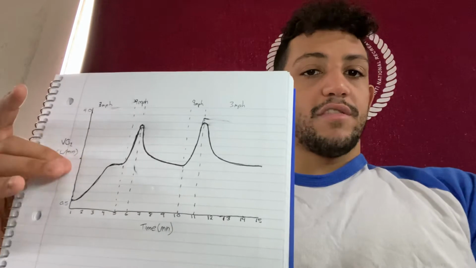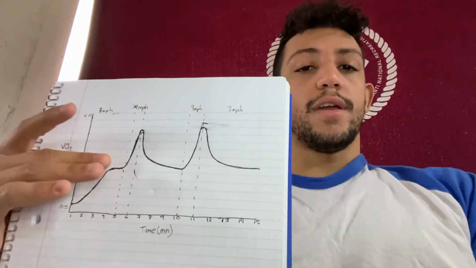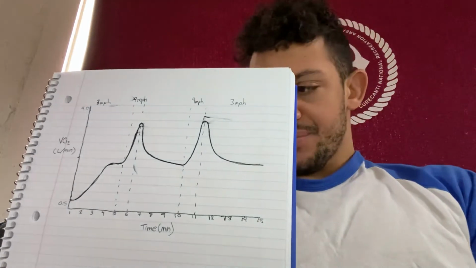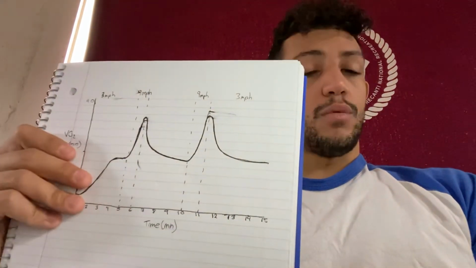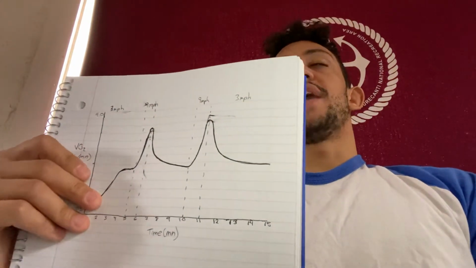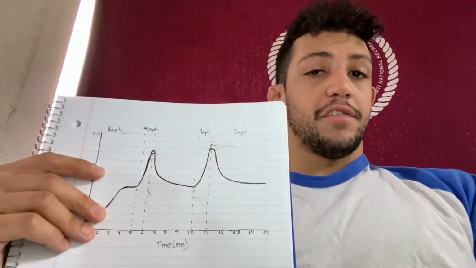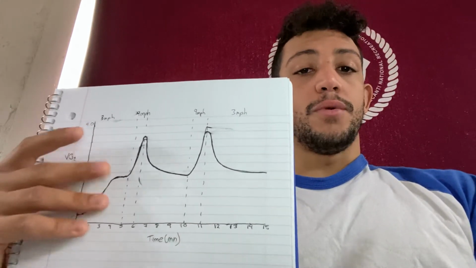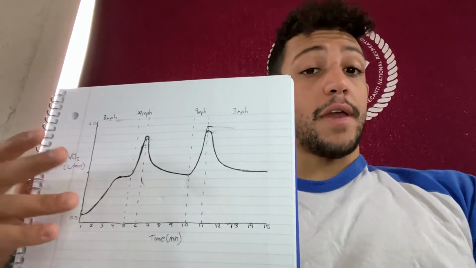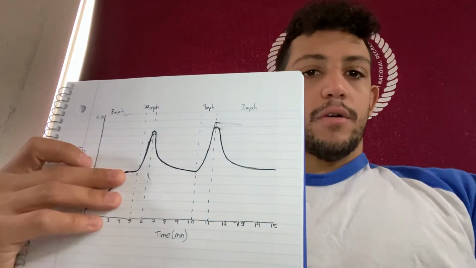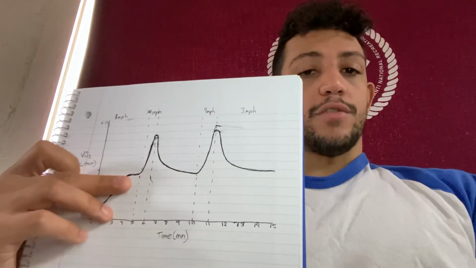And oxygen consumption levels out right here. That's because we've reached a point where the aerobic systems have enough oxygen to use to resynthesize enough ATP at this rate right here, because they're at a constant intensity.